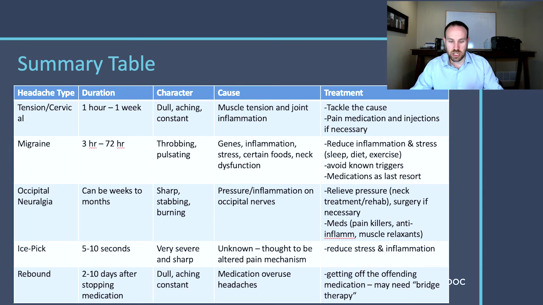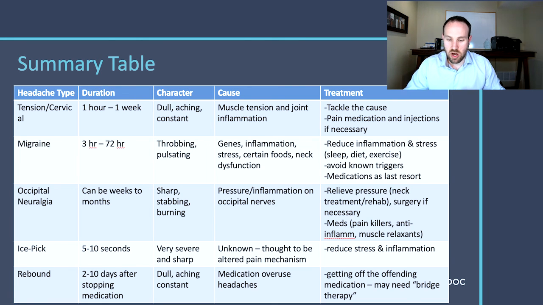Tension headaches, duration is 1 hour to 1 week. Migraine is 3 hours to 72 hours. So migraines are short duration. Occipital neuralgia can be weeks to months. Sharp stabbing, burning pain in the back of the head. Ice pick headache, 5 to 10 seconds. Very sudden, very sharp, very severe, and then it goes away. Rebound headache, 2 to 10 days after stopping medication.